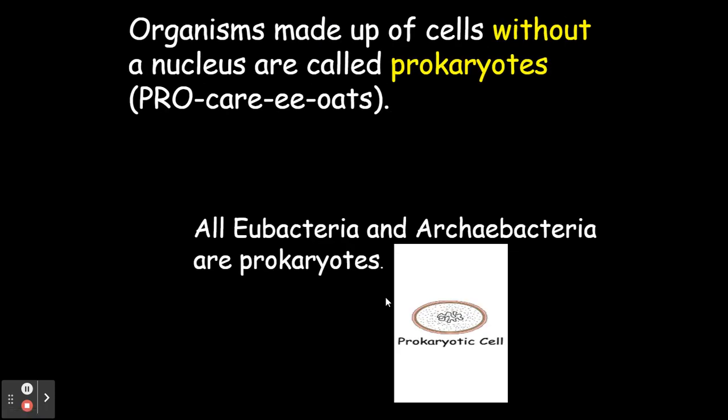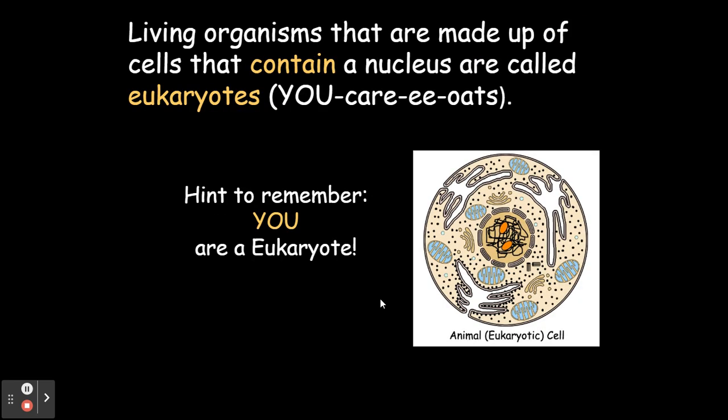Organisms made up of cells without a nucleus are called prokaryotes. All eubacteria and archaeobacteria are prokaryotes. Living organisms that are made up of cells that contain a nucleus are called eukaryotes.